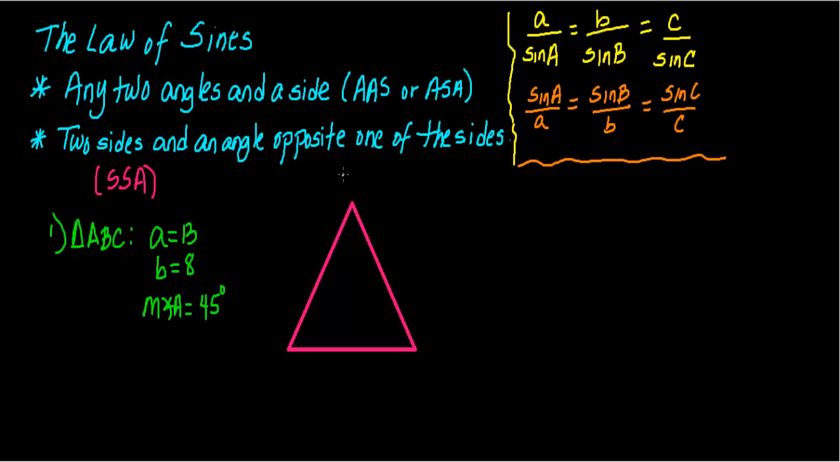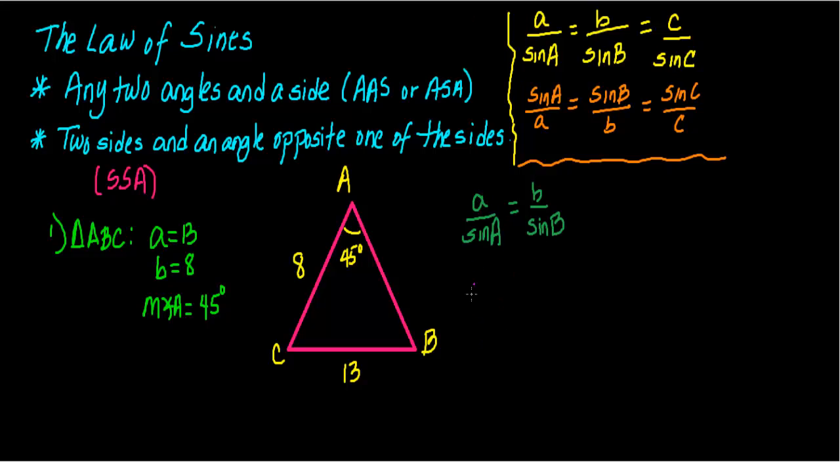I'm going to start with A here. A, B, C. A is 13, that means this side is 13. B is 8, this side is 8. And the measure of angle A is 45. Okay, notice we have side, side, angle. Now let's go ahead and use the law of sines to figure out what these measurements are. So since I have A and angle A, I can use A over sine of A equal. The other thing I have is side B.